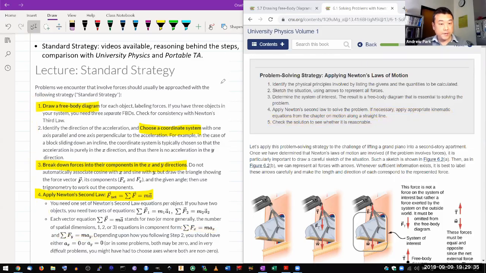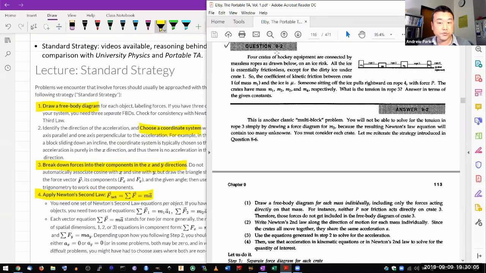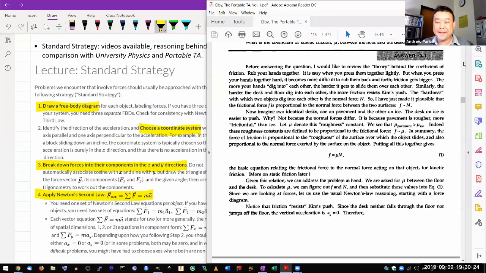Okay, so that's how it matches up with the textbook. Let me show you the example from the portable TA to show you how it matches up with what you will see in portable TA. Question 9.2 will say, let me reiterate the strategy introduced in question 8.6. So let's go back to question 8.6 and look at what the strategy introduced is.